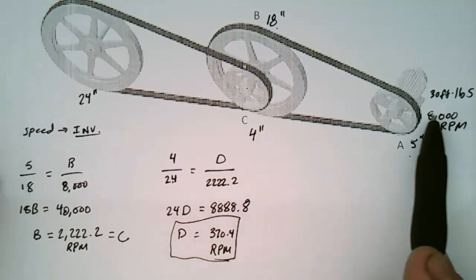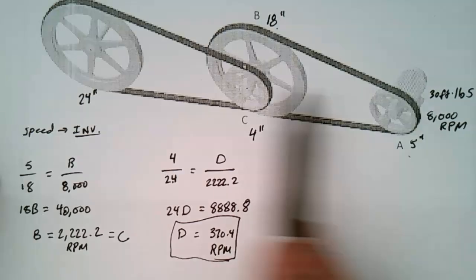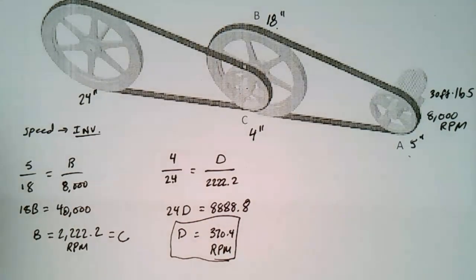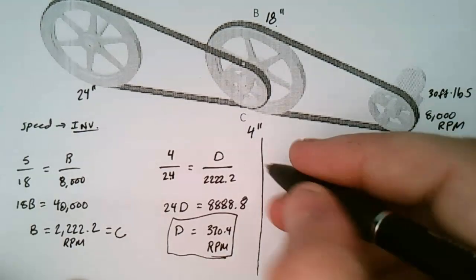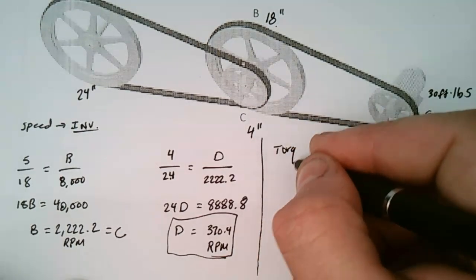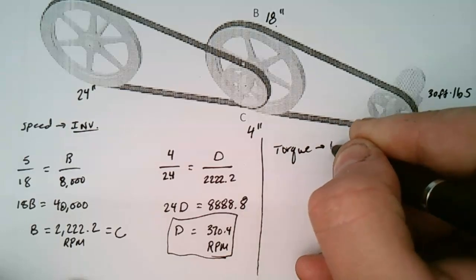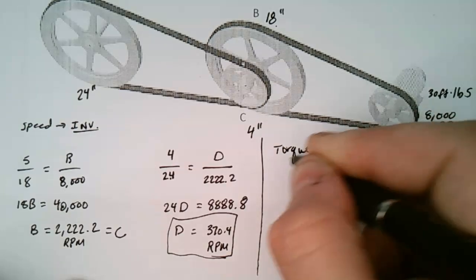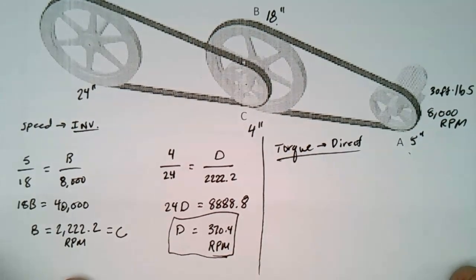So this thing's spinning 8,000 RPMs, and all the way over here, this guy's only spinning 370. Huge difference. Now, because of that difference in speed, we're going to get a huge difference in torque, or the work that this system can do. So torque is a direct proportion.